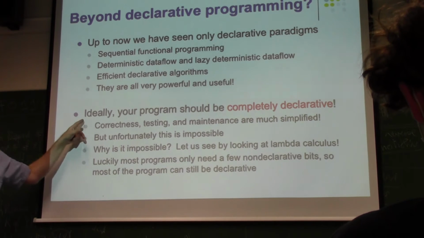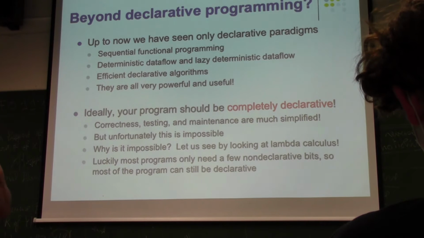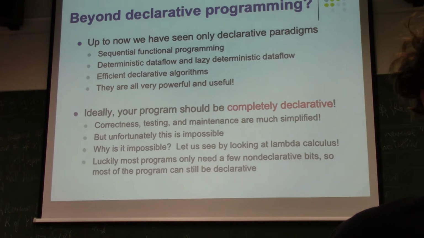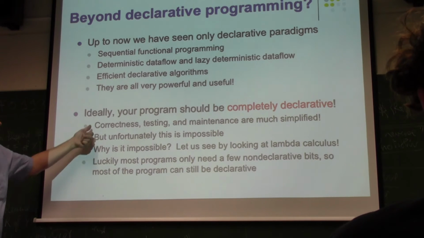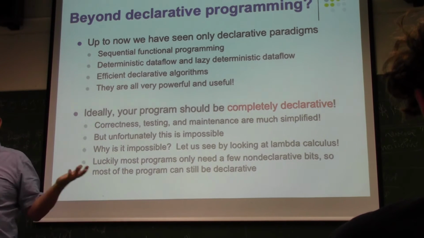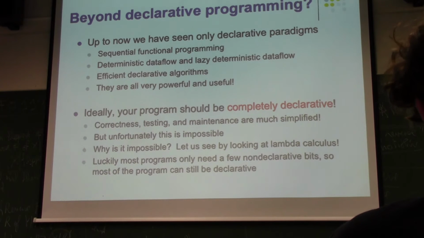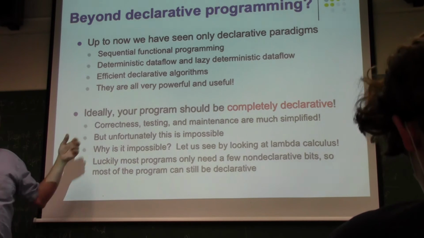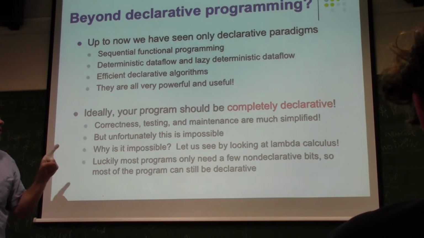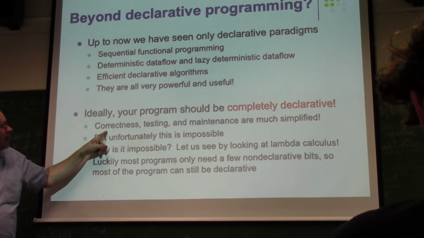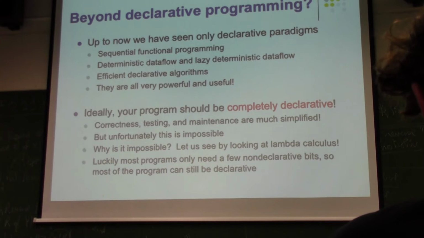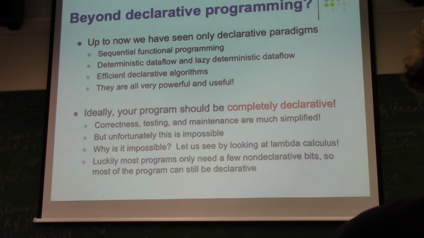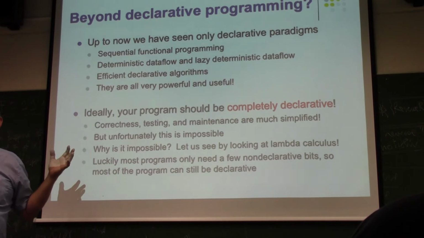And ideally, so my view, after many years of writing lots of big software and trying to make it work, the point is your program should be completely declarative. That's the ideal, okay? Because it makes lots of things simpler, and you will see that later on. Debugging, correctness, testing, maintenance, so upgrading, it's all a lot simpler if your program is declarative. And you will see that.